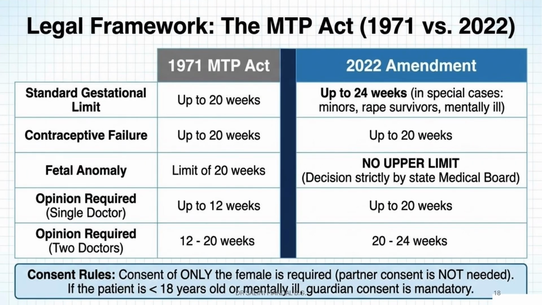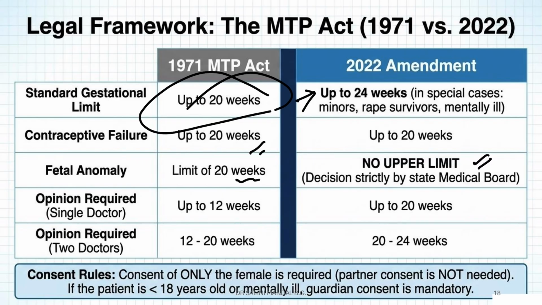Okay, so we have an MTP Act, just a comparison between the 1971 one and the recent one from 2022. See, up to 20 weeks was said in 1971, but right now we have an upper limit, that is 24 weeks, in special cases like minors, rape survivors and mentally ill people. Contraceptive failure is up to 20 weeks in both, still the same. Fetal anomaly was 20 weeks, but right now we do not have an upper limit. Okay, and this is a decision which is strictly taken by the state medical board.